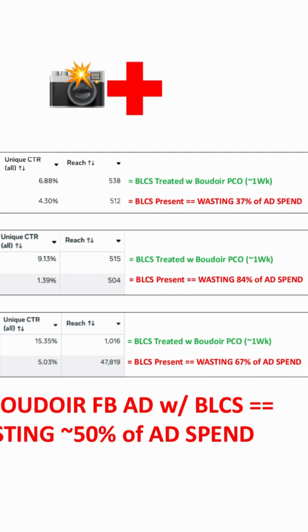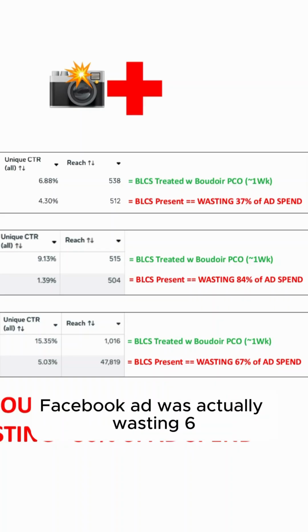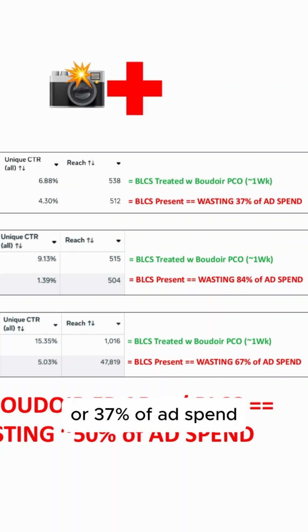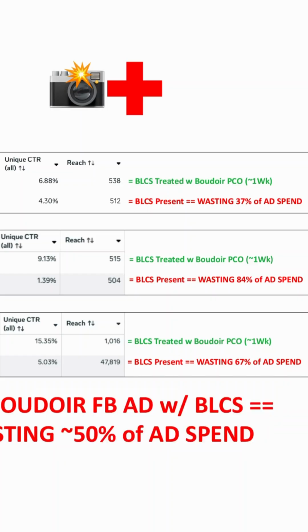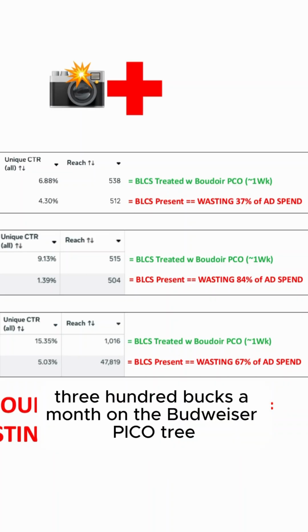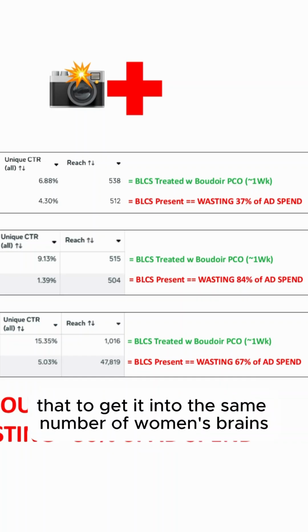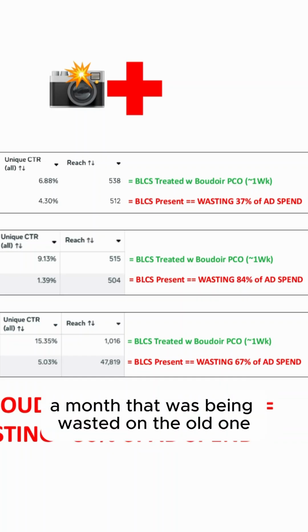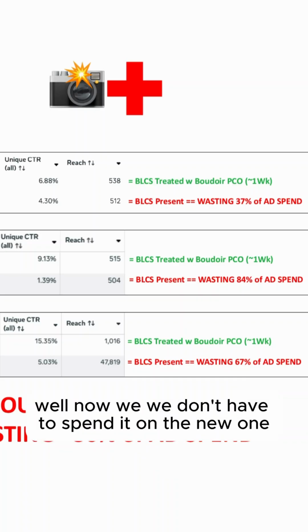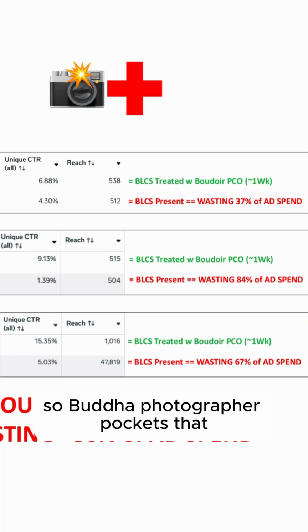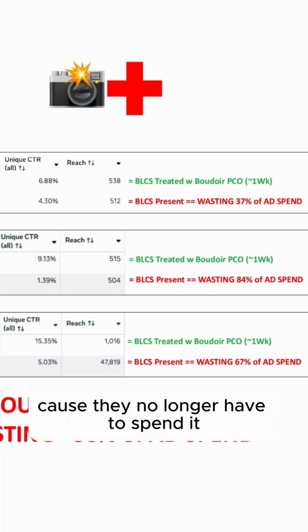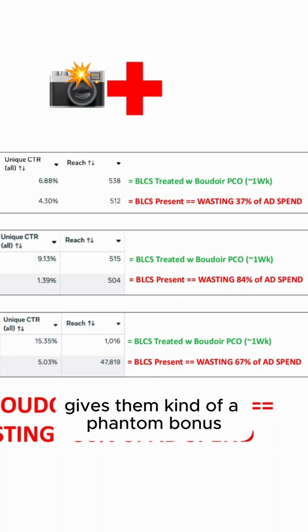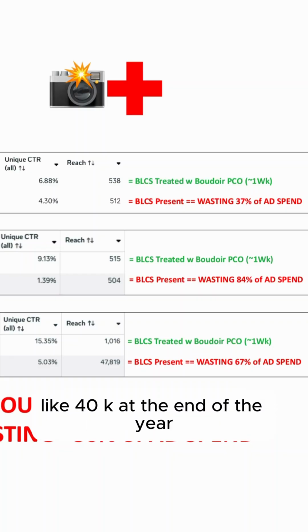So now we discovered the original boudoir Facebook ad was actually wasting 37% of ad spend. So now if they're spending 10 grand a month on the original boudoir Facebook ad, now they only need to spend $6,300 a month on the boudoir Pico treated ad to get it into the same number of women's brains. So $3,700 a month that was being wasted on the old one, well, now we don't have to spend it on the new one. We just pocket that. So the boudoir photographer pockets that. Has like a phantom profit every month because they no longer have to spend it. And this actually gives them kind of a phantom bonus like $40K at the end of the year, at the end of 12 months.